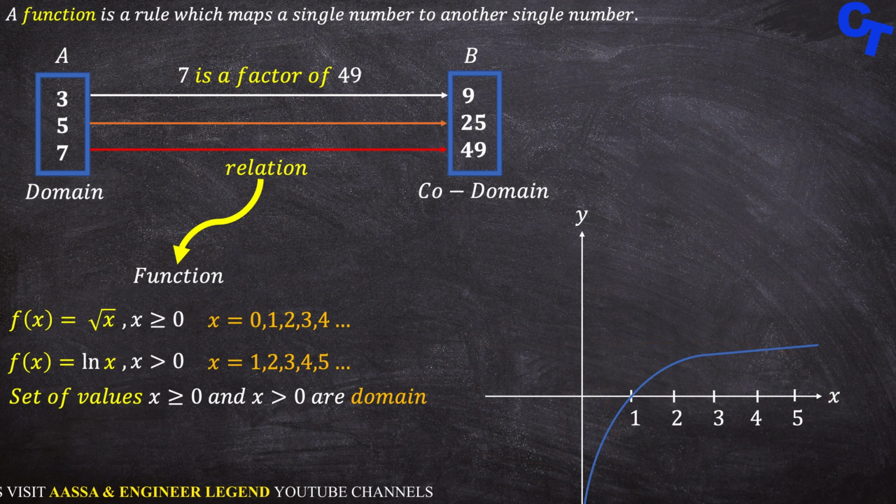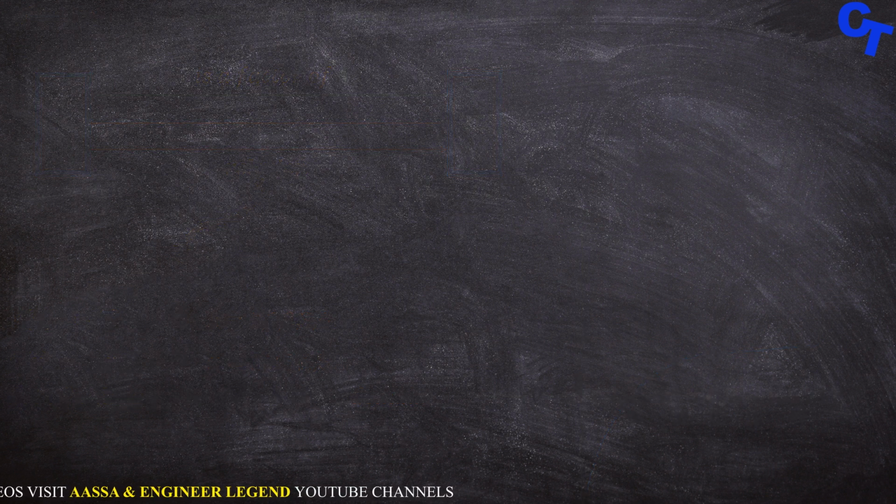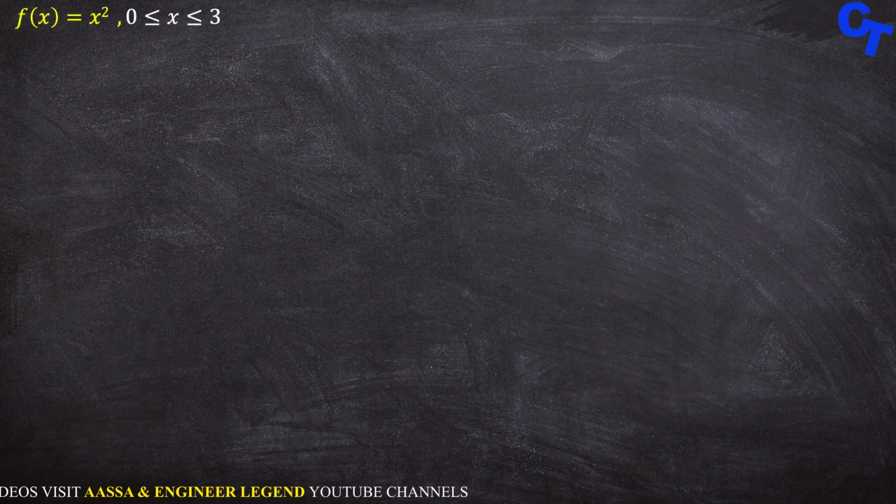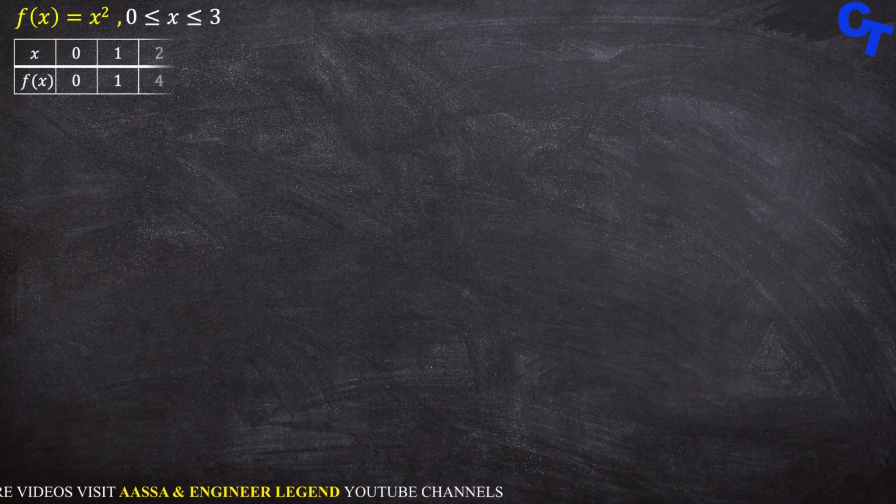There's an important thing that we have to look at, which is what we call the range. For the range, I'm going to write an example. Let's say we have the graph of f(x) equals x squared, and we're told that the domain for x ranges from 0 to 3. Now we need to find the range. I want to do this in a very simple way, so let's draw a table of values. x ranges from 0 to 3.